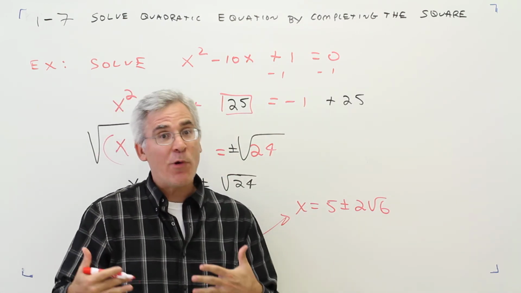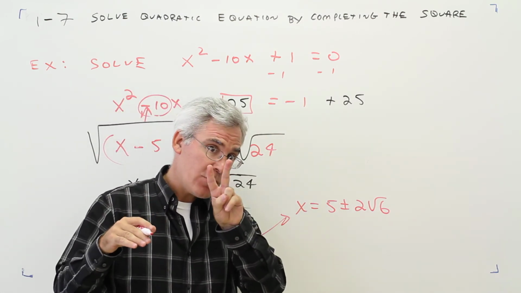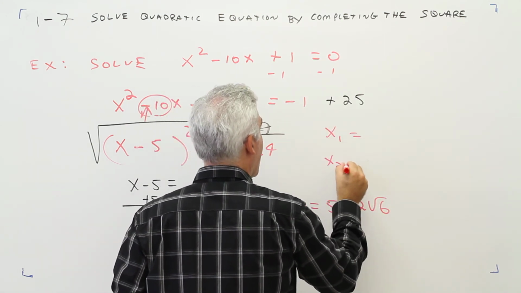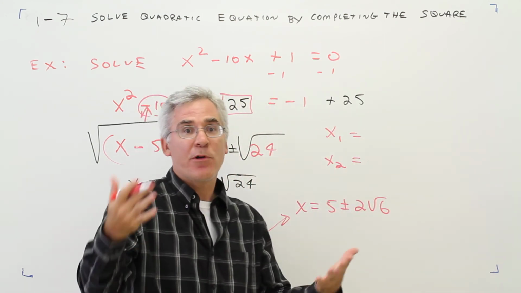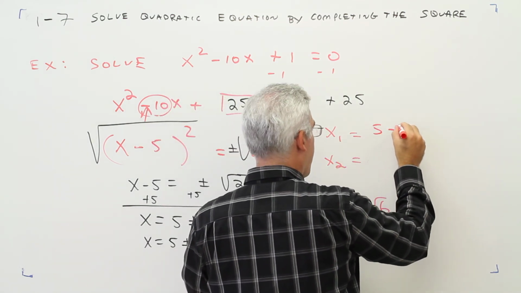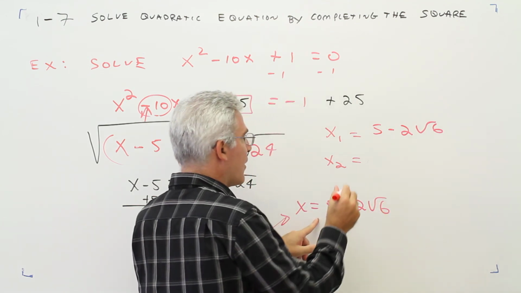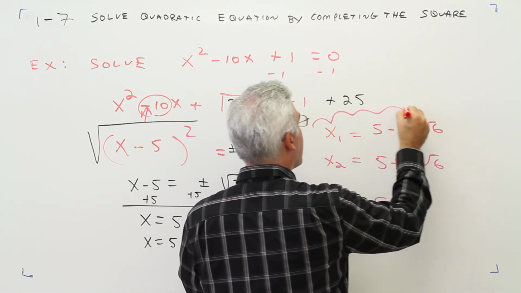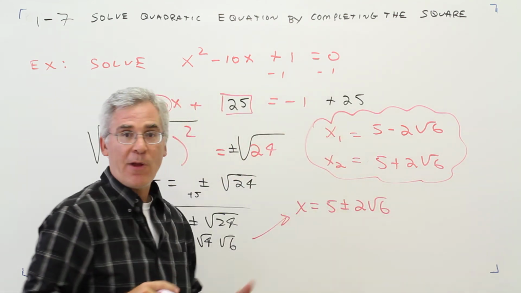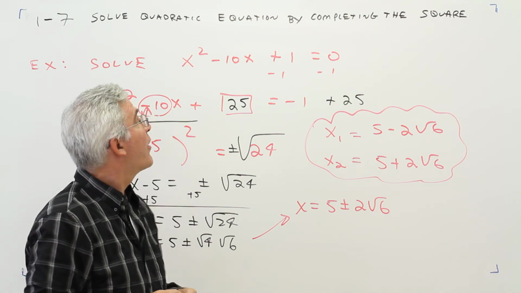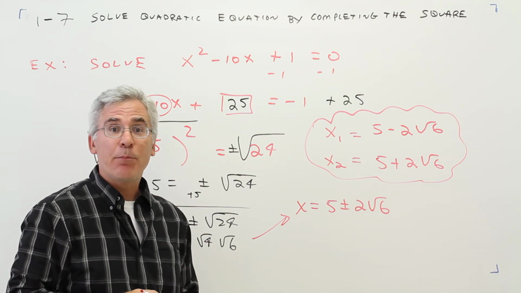And again, on my quizzes and tests, I want two different answer blanks. x sub 1 and x sub 2. And I usually put the smaller number first. So x sub 1 equals 5 minus 2 rad 6, and x sub 2 equals 5 plus 2 rad 6. And those are my two solutions. So there you have it, how to solve a quadratic equation by completing the square.